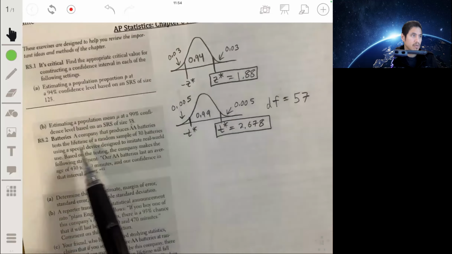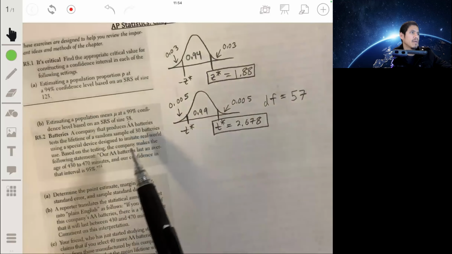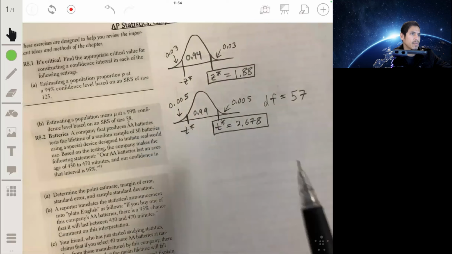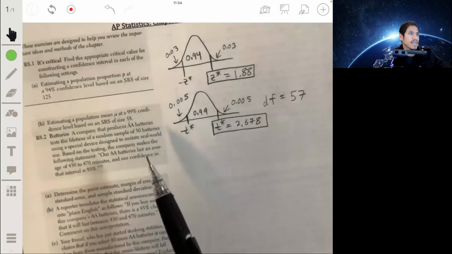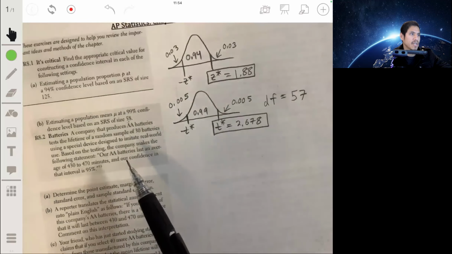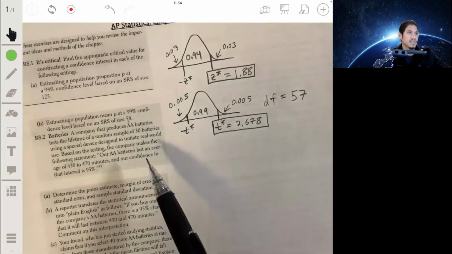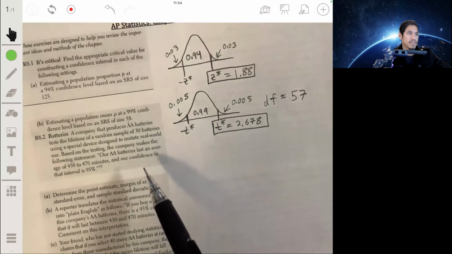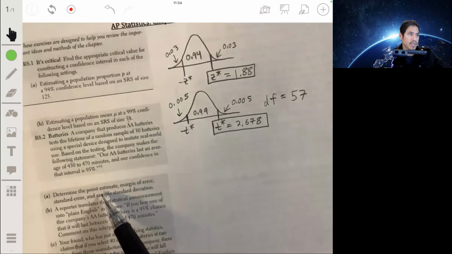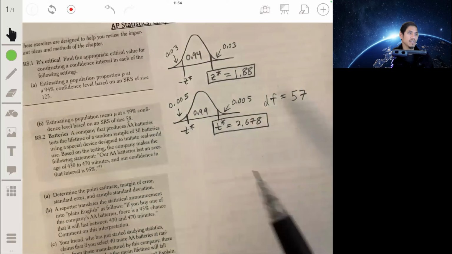All right, problem 2. A company that produces AA batteries tests the lifetime of a random sample of 30 batteries using a special device designed to imitate real-world use. Based on the testing, the company makes the following statement: our AA batteries last an average of 430 to 470 minutes, and our confidence in that interval is 95%. So part A, we're going to determine the point estimate, margin of error, standard error, and the sample standard deviation.